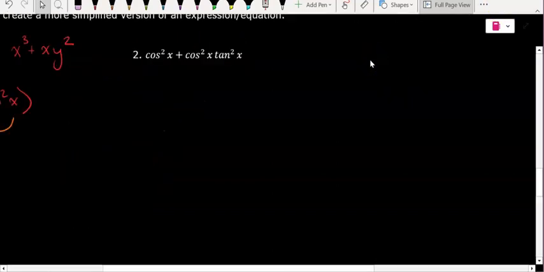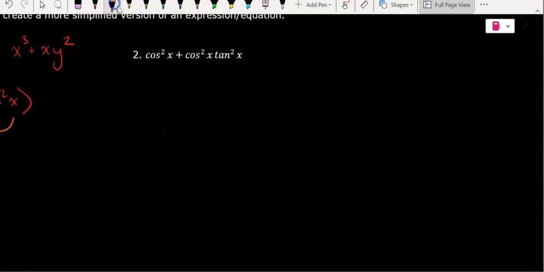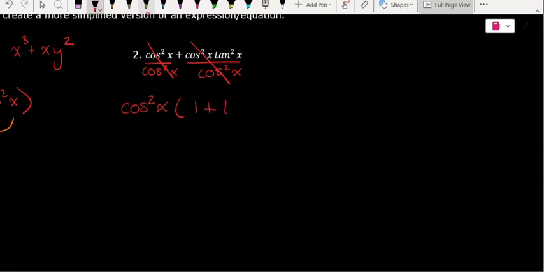Let's try another one. So if I look at number 2 here, I should go, oh, wait a second. This is very similar to the last one where I've got a cosine squared and a cosine squared. So let me go ahead and pull that out. So I'm going to write this with a cosine squared on the outside because that's going to be my GCF. And I'm going to divide both terms by cosine squared and write what's left on the inside. So if I do cosine squared divided by cosine squared, that cancels out. It doesn't go away. It becomes 1. And then over here, I'm going to have cosine squared divided by cosine squared. That cancels out, and that just leaves me with that tangent squared.